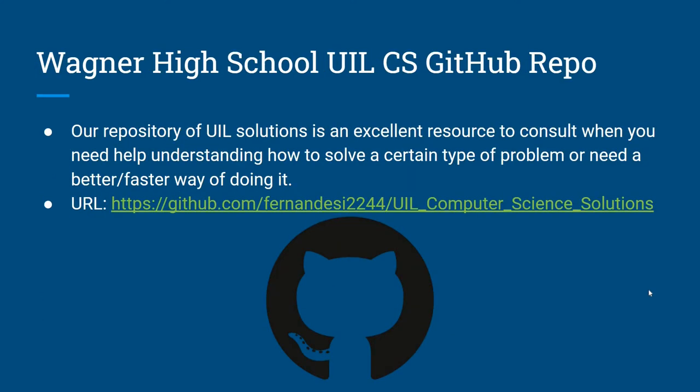And then another tip is, we have a repository of UIL solutions on GitHub. It's hosted on a GitHub repository. And it's really just an excellent resource to consult when you need help understanding how to solve a certain type of problem, or you might just need a better or faster way of doing it. It's always nice to check what other team members have put on the repository. If you're maybe solving the same problem, if you're having trouble with it, maybe you can take a sneak peek at their solution and then figure out how you might want to approach it your way, or anything like that. Or you might just use it for studying right before a UIL competition, which can be very useful because in the GitHub repository you have all of the code and it's sectioned out in these directories, and each directory is representing a different subtopic. And so this is a very useful site.